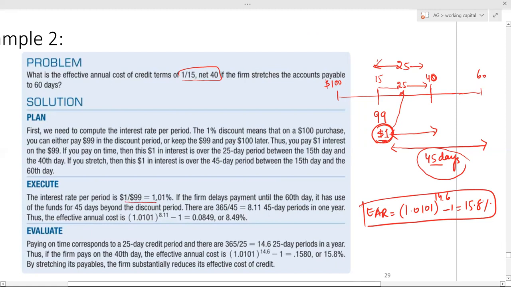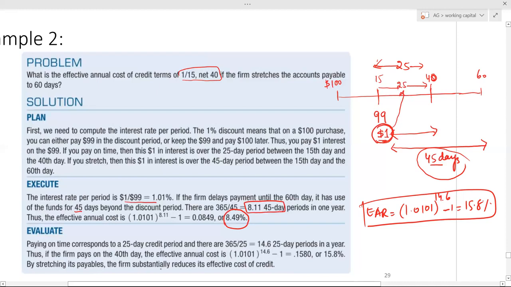This part will remain the same. So it has 45 days. How many times we observe 45 days in a year is 8.11 times. Okay, so we repeat the process and the answer is 8.49%. So if you say paying on time specified to 25 credit terms, there are 365 or 14.6, 25 days period in a year. Thus, if the firm pays on the 40th day, it is 15.8%.